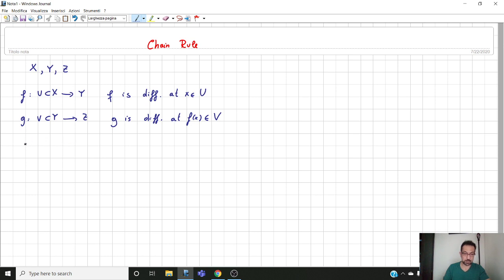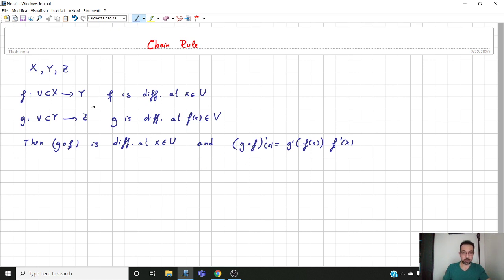Then the theorem states, under this assumption, that g composite f is differentiable at x, and if we take the derivative of g composite f, prime at point x, this is going to be equal to g prime evaluated at f of x times f prime of x. Okay?